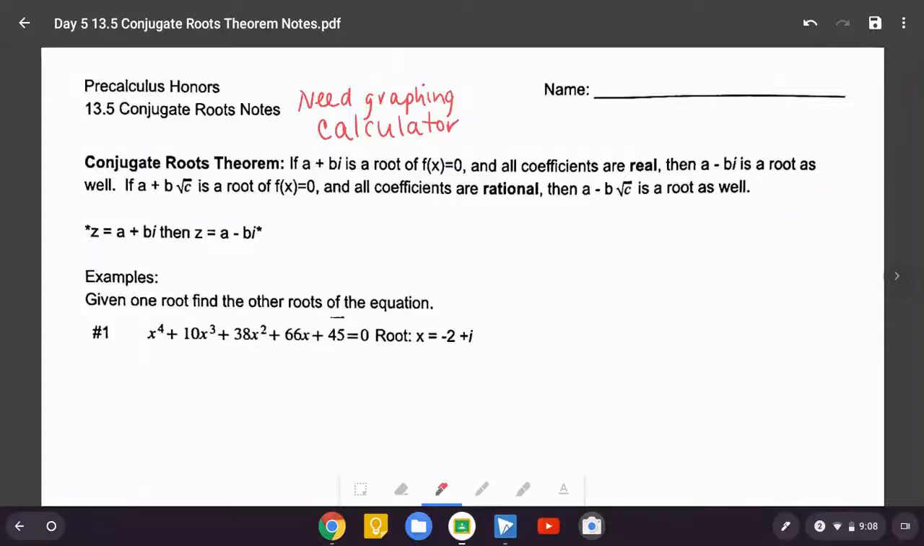All right, so today we're doing Chapter 13, Day 5, and you will need a graphing calculator for some of the example problems. The Conjugate Roots theorem says that if a plus bi is a root of a function f of x equals 0, and all the coefficients are real, then a minus bi is a root as well. So those are considered to be conjugates of one another, a plus bi and a minus bi. Now, that's for complex conjugates.